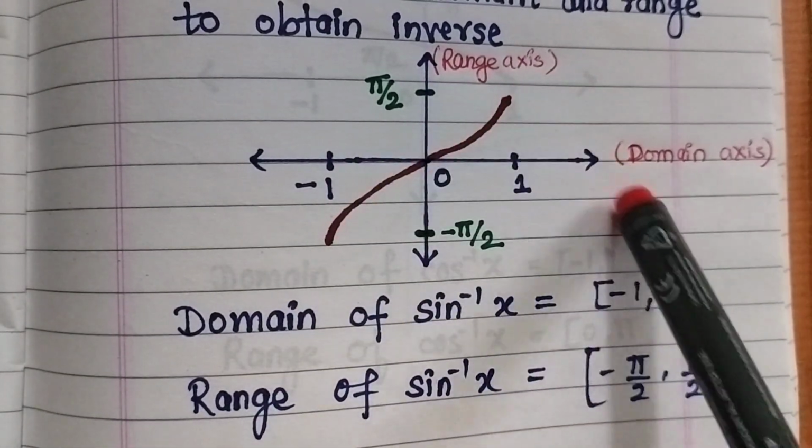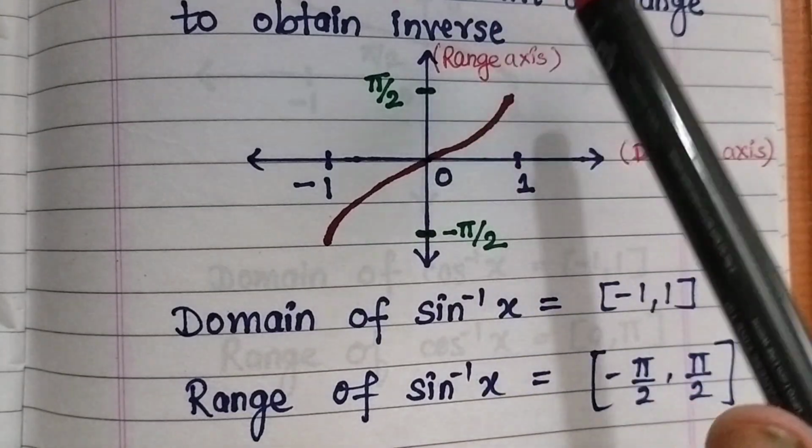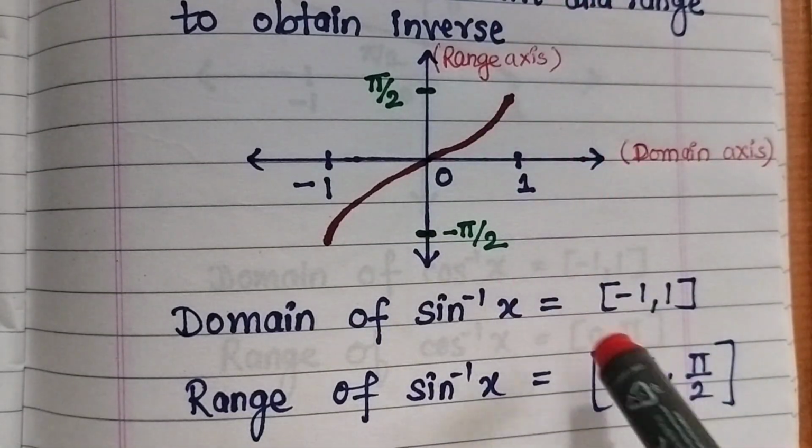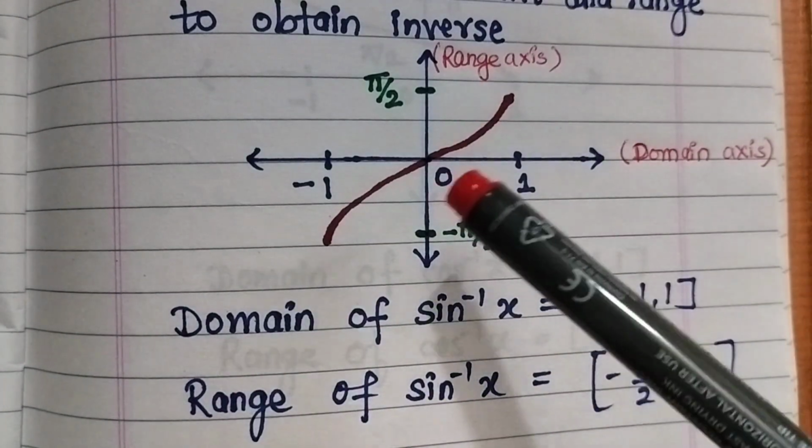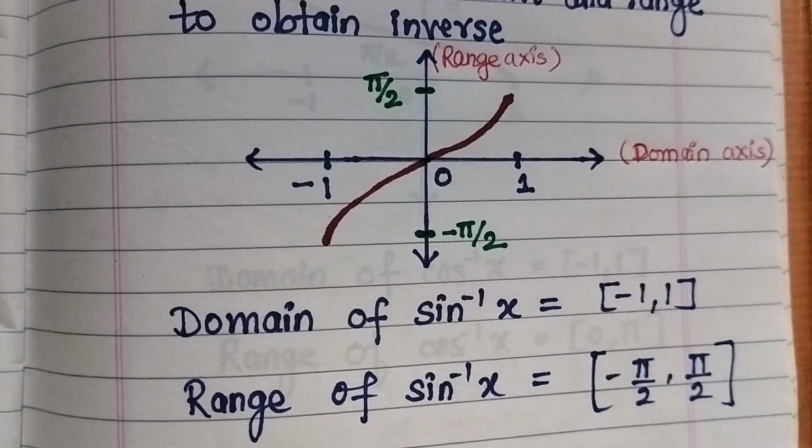If you repeat this branch over and over again, you will get the complete sine x graph. So this is how we get it: you just take a slice of the original one, and you will get this principal value branch.